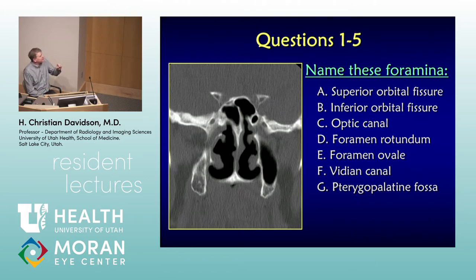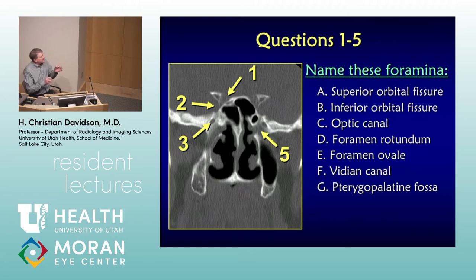And the inferior fissure and rotundum are kind of right in line. So if you come out of rotundum, it goes right into the inferior fissure, and then above that is the superior fissure, through which go 3, V1, and 4 and 6. And what's 5? So that's the pterygopalatine fossa.